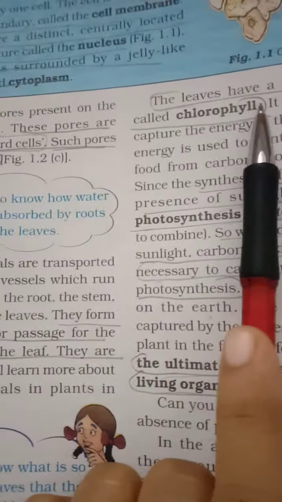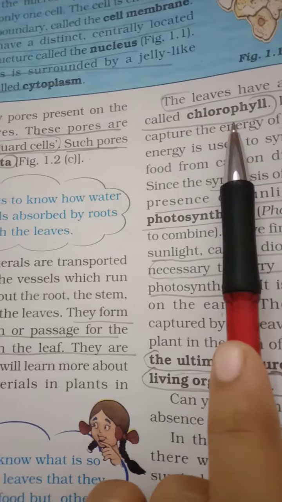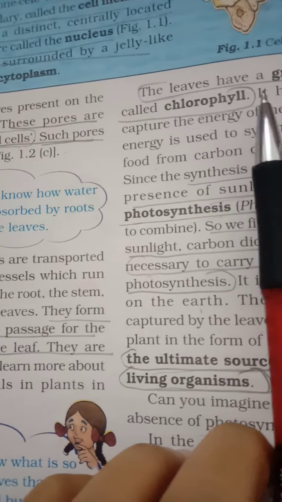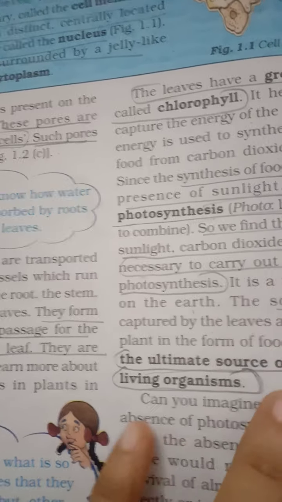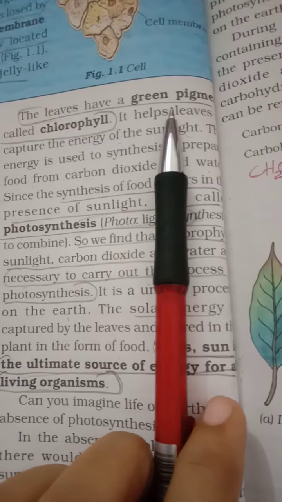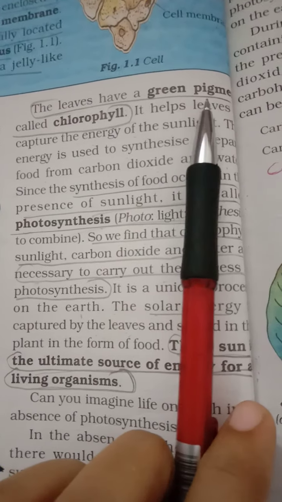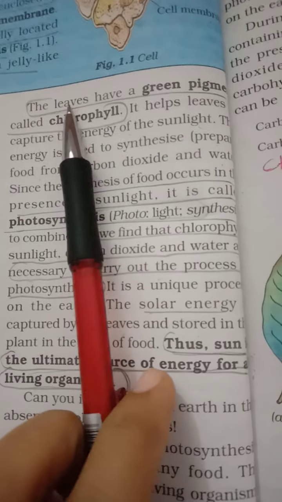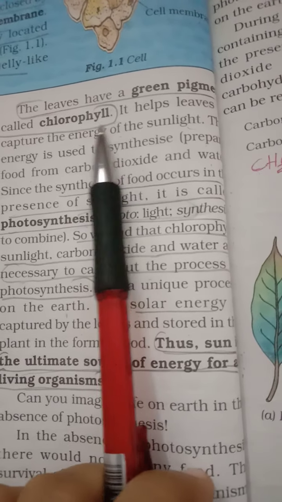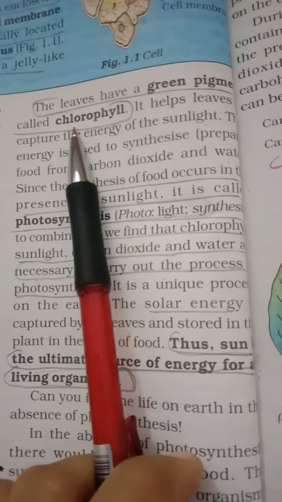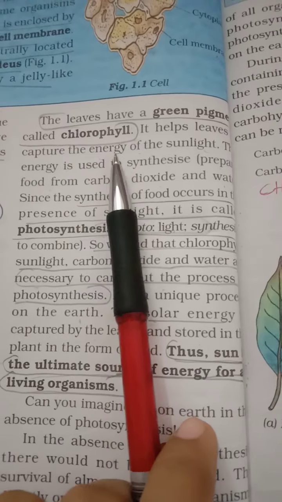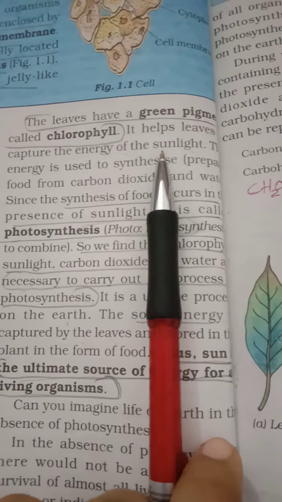The green leaves have a green pigment called chlorophyll. You know that the leaves of the plant are green. Why are they green? Because they contain a green pigment, and this green pigment on the leaves is called chlorophyll. So you need to understand this term. The new term that we come to understand is chlorophyll. It helps the leaf to capture the energy from the sunlight.